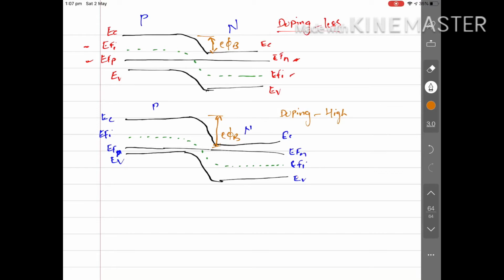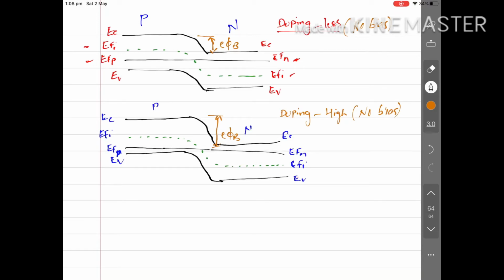Here you can see the band bending of the two different diodes, the normal PN junction and the Zener diode. As we increase the doping, the built-in potential also increases. This is under no bias condition. There is no biasing applied so far.